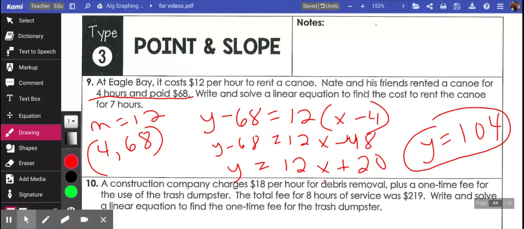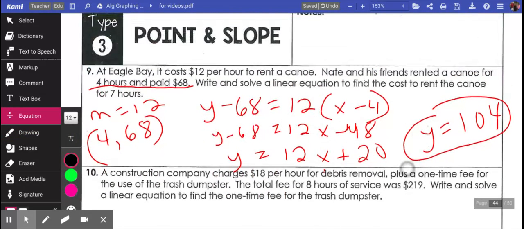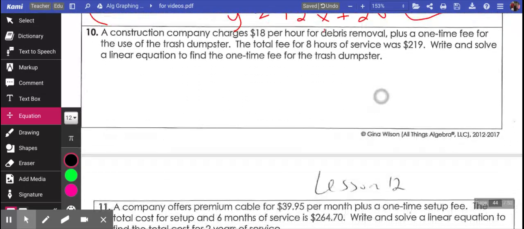Okay. Next one. Now, if you can find a better way, that is fine, and share it with us.